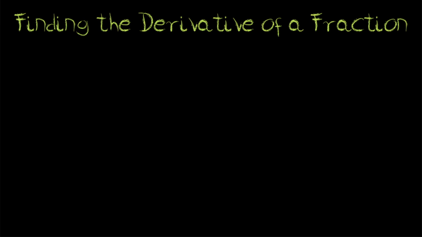So we want to find the derivative of a fraction. How do we go about this? Well, let's look at an example. Let's say that f of x is equal to 1 over x squared. Now you'll notice we can't apply any of our derivative rules to this fraction because it's a fraction.